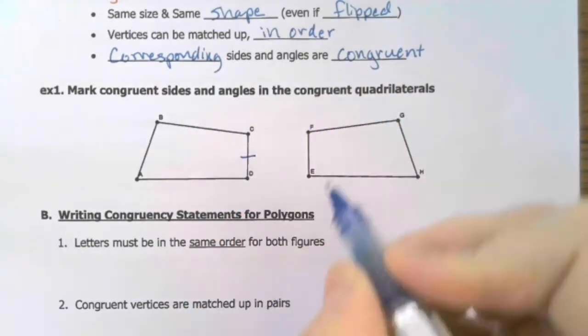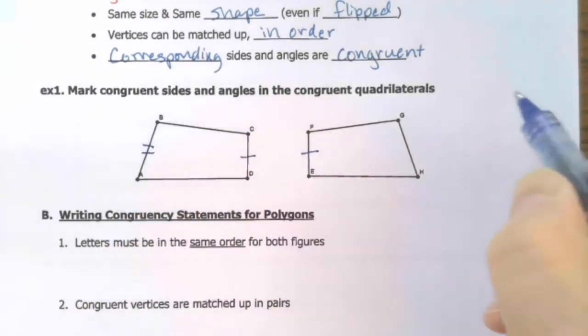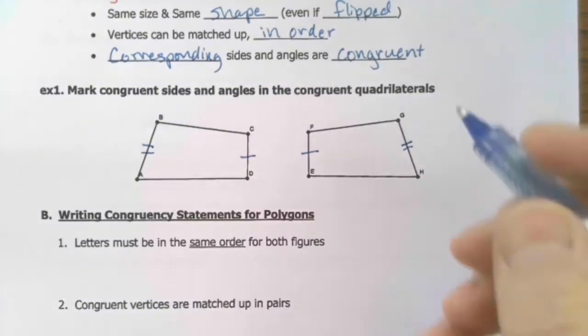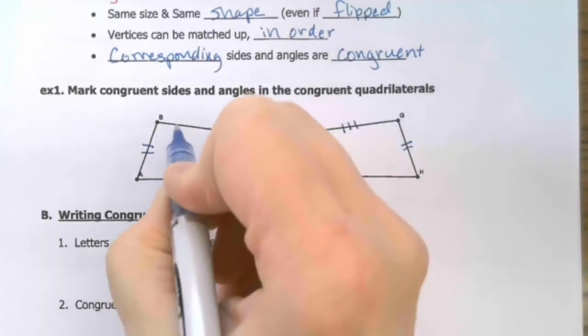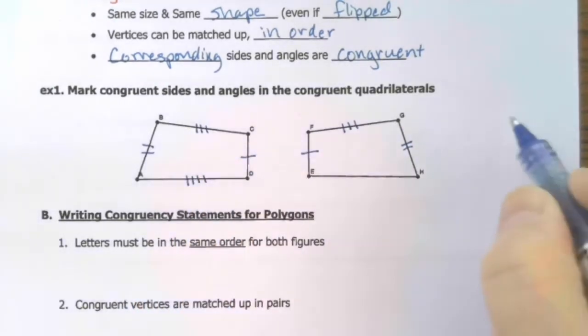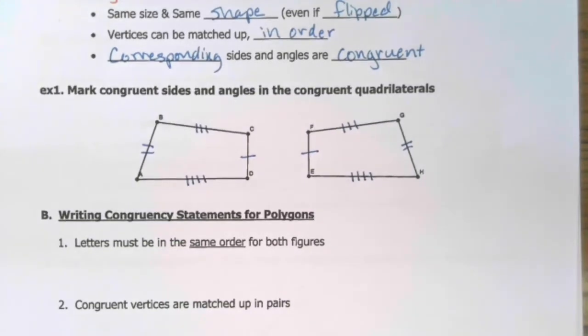Side CD is the shortest, so I'm going to mark that the same as FE. And then the second shortest is AB and HG. Then the third one up, FG and BC. And the last one, AD and EH. You'll notice these figures are mirror reflections of each other, but they are still congruent because it follows the definition.